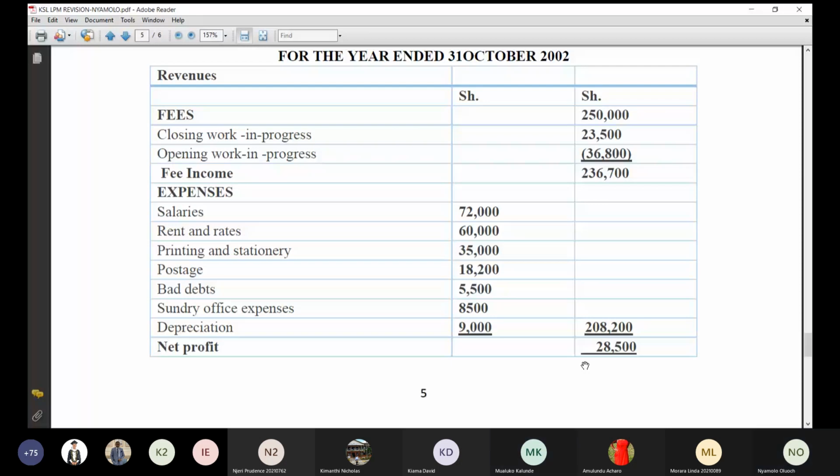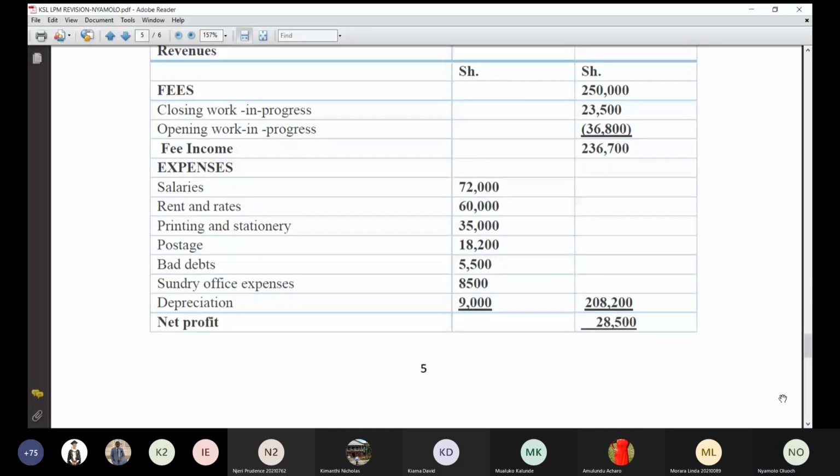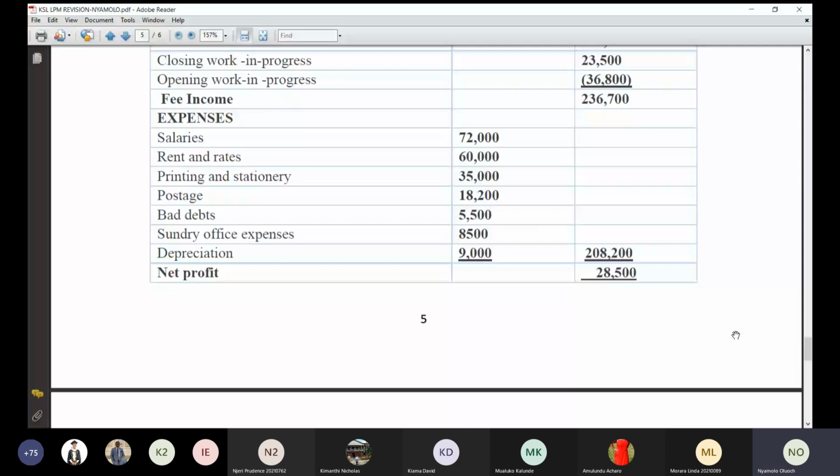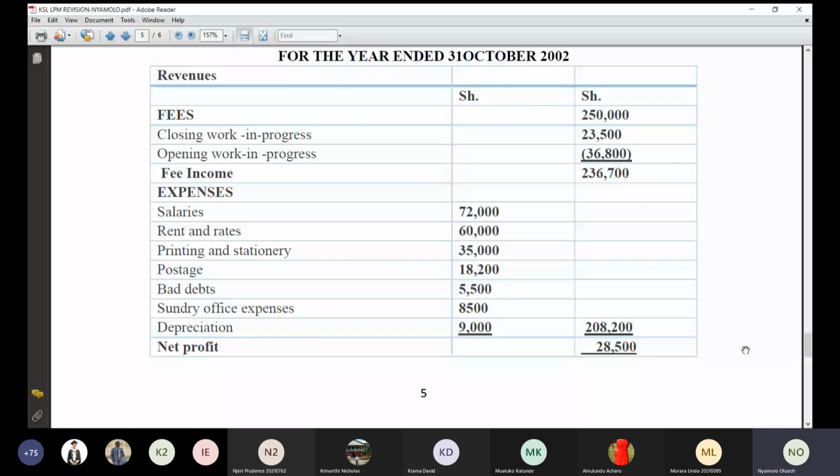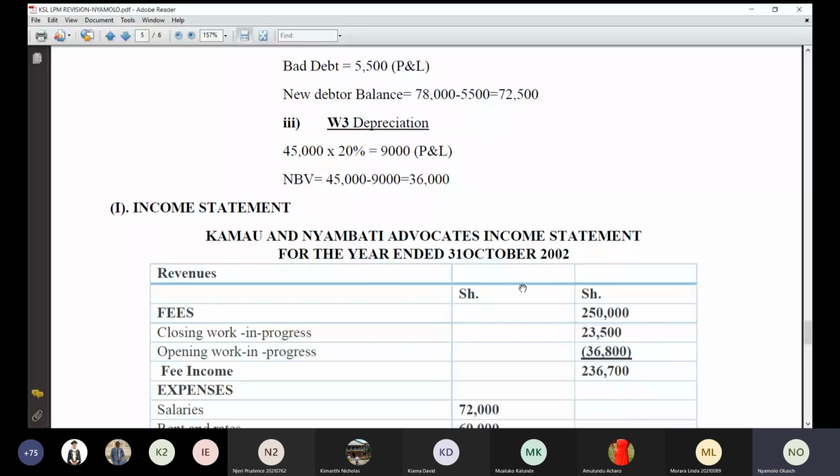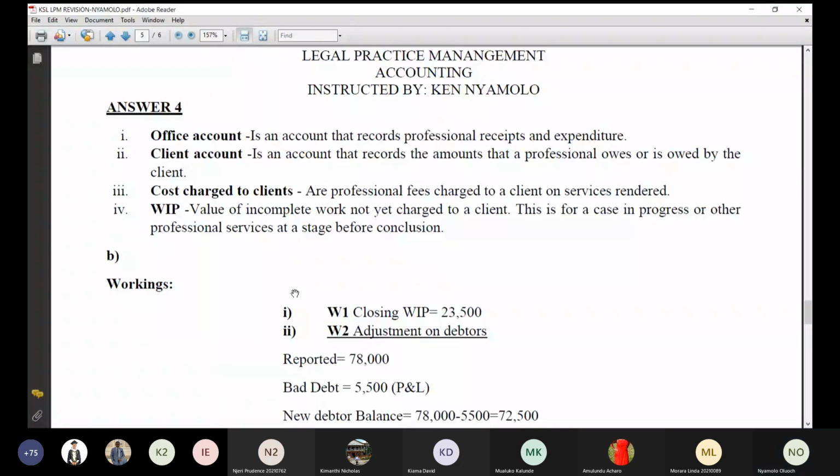It's a net. Your depreciation, total expenses 200 and 800, and you end up with your net profit of 28,500. Somebody is asking about opening and closing work in progress. We've said that work in progress is the value of incomplete work at the reporting period. Kuna kesi tutakuwa tumepewa ziko kotini, zina run, zimekuja in this year.